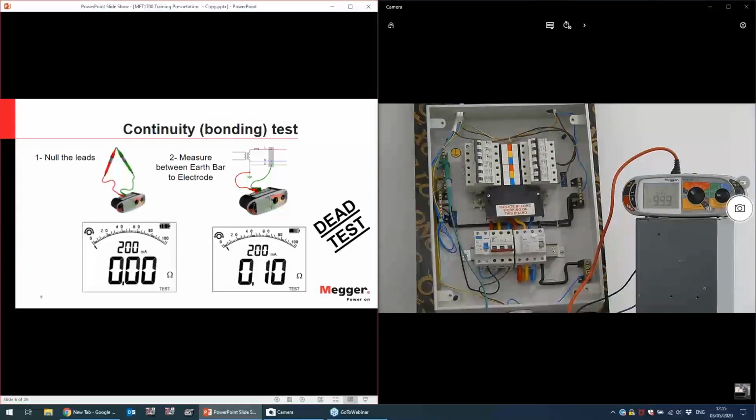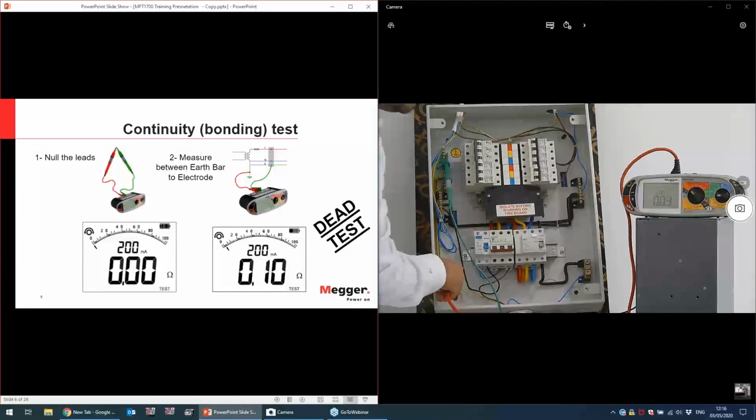And in many cases, your electrode will be further away from your distribution board. Then you can use a long wire, and don't forget to note that long wire's resistance as well. Use the long wire to connect to this earth rod and measure the continuity value of your earthing cable. So I will just give an example here, connect to this. And it's showing me a very, very low value, 0.03 ohm, which is a very good value. It should always be a very, very low value for this test.